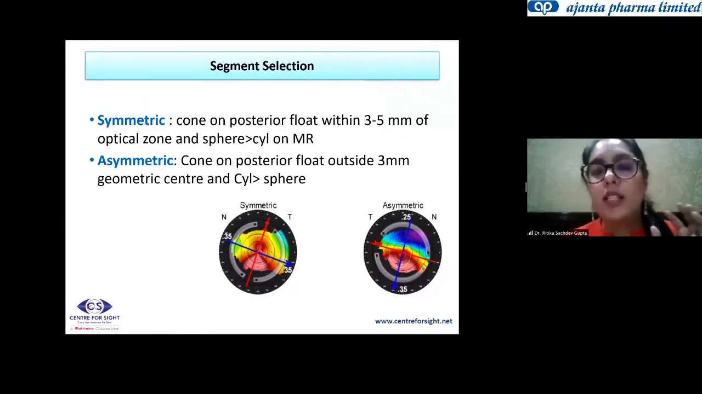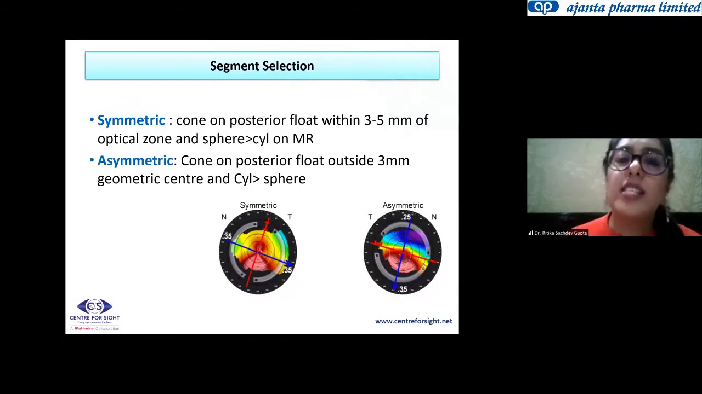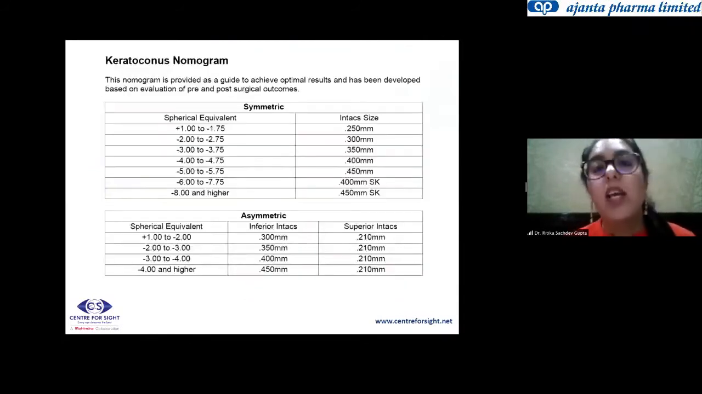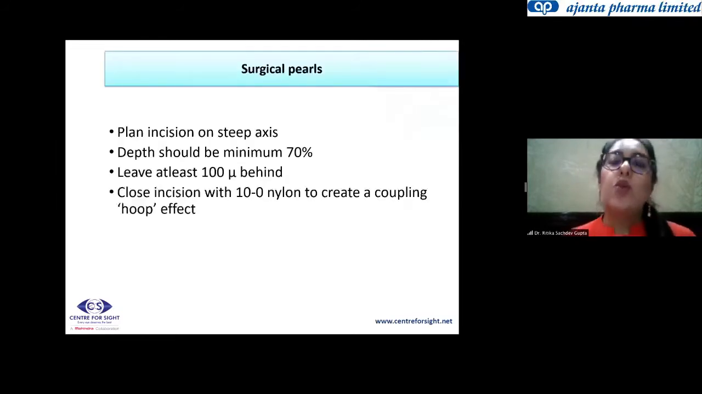So really, it is the position or the centralization of the cone which determines if you're using segments which are symmetric or asymmetric. The extent of the bulge, that is the keratometry or the refraction, will define the thickness of the segment that you use. So the thicker the segment, the more will be the flattening. You also need to obviously plan the incision, which is usually on the steep axis.